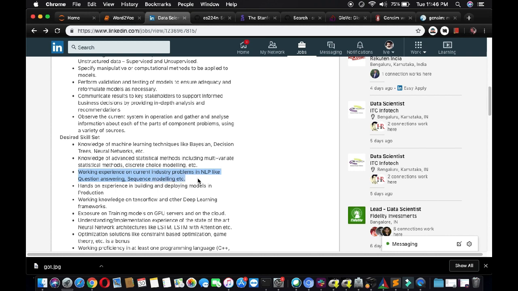So if you go to this particular point, it says working experience on current industry problems in NLP like question answering, sequence modeling, etc. How would it be if we have a project on question answering? This will solve many things. First, it will show that you know concepts of NLP because you are able to build a question answering system, and you are working on things which are in trend, which people look for before hiring someone. And learning question answering is always fun. Any topic that you are going to learn is always fun, right? You learn many concepts. So there are many advantages of doing it this way.